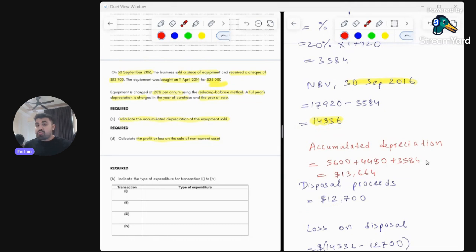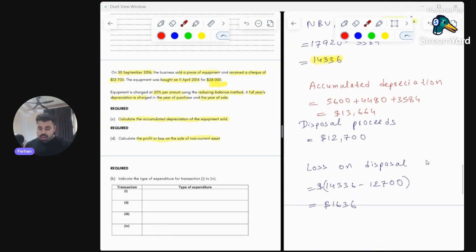That tells us that we have sold this asset for a loss, and the amount of loss we have made is simply calculated as the difference between the net book value of 14,336 and the disposal proceeds of 12,700, which gives us an amount of $1,636, which is the loss that we have made by selling this asset. Okay. All right, so that's all for this question.